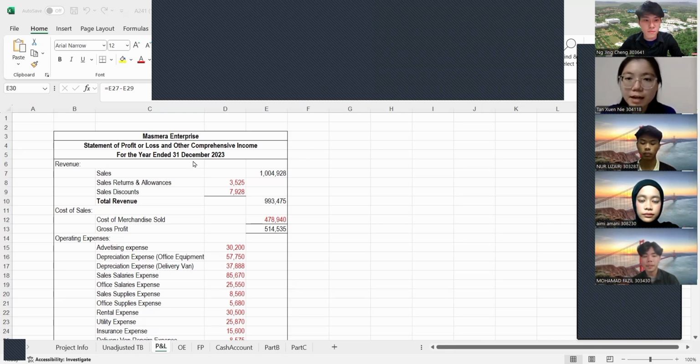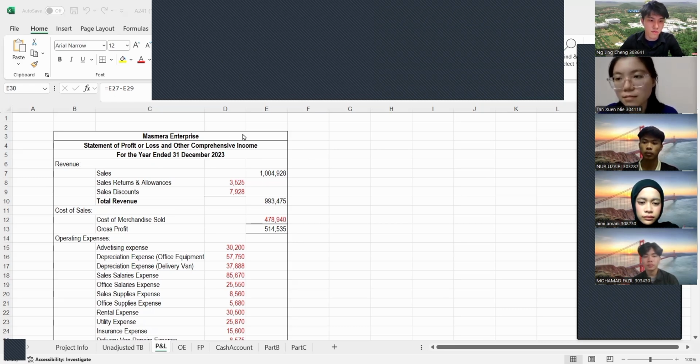If the company has made a profit, then the business strategy is working. However, if the company has a loss, then the company needs to take a look at what the problems could be. The statement can cover any period of time, although it's most commonly prepared at the end of a month, a quarter, or a year. Let's look at the statement in Mashmera Enterprise.